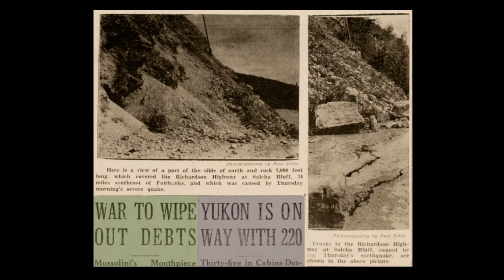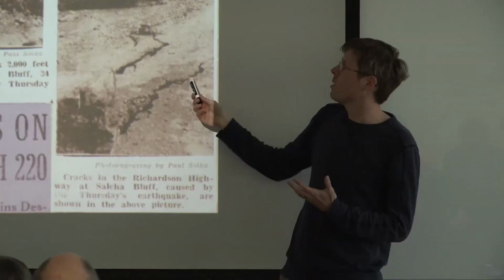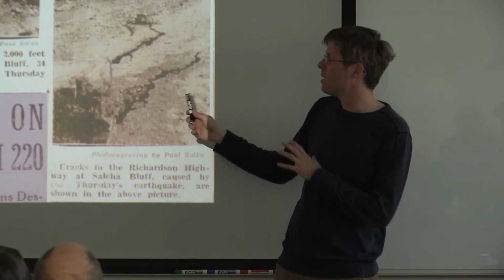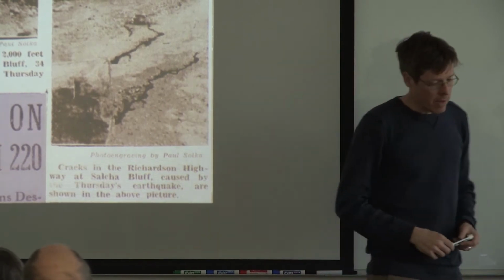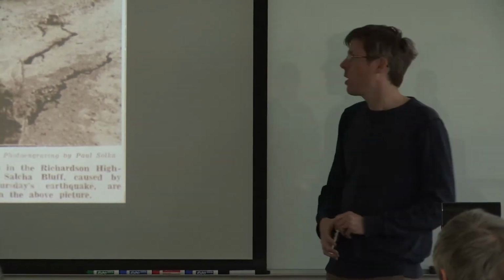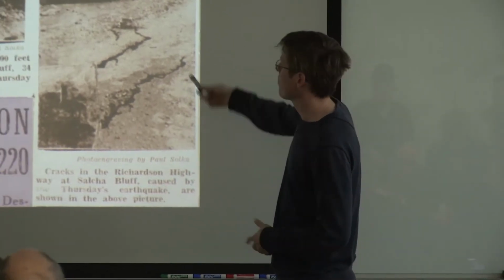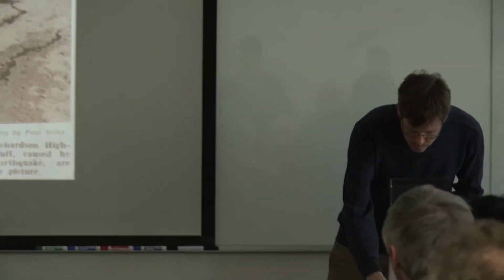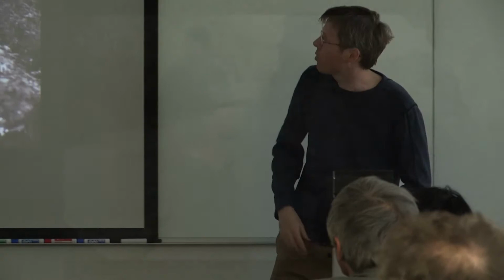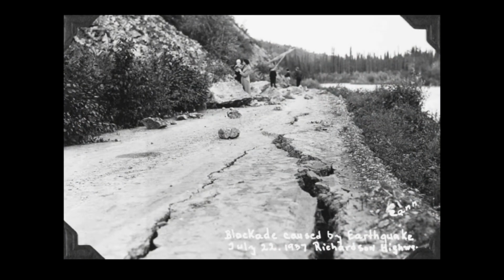So the News Miner has one copy of this, and so you're able to see what this looked like to people. So this is an example of really the value of the high-quality photographs from the originals, just showing you some cracks in the road. And we don't just have those photographs, but in archives, there's a few photographs, it says blockade caused by the earthquake, July 22nd.